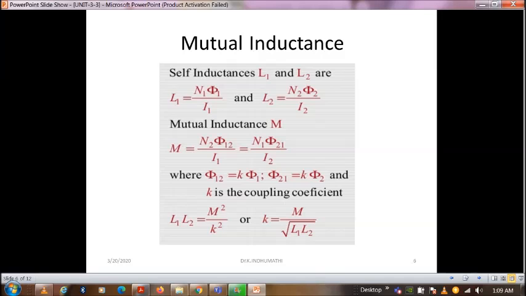Thus we have seen what is inductance, what is self-inductance, and what is mutual inductance.